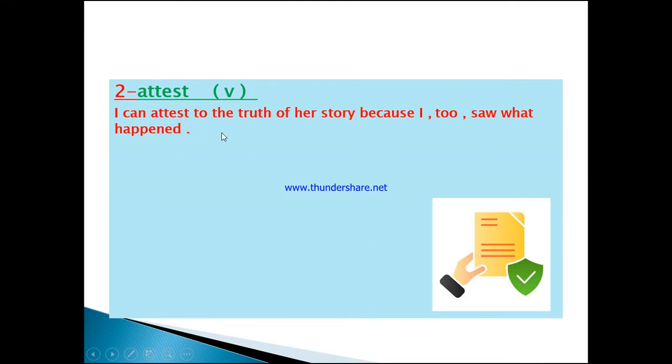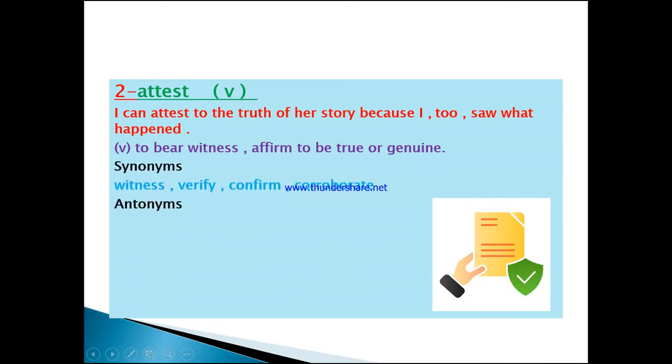This is the word attest, means to testify. To declare something is true. It means to bear witness, to affirm to be true or genuine. What about the synonyms? You have a lot. It means witness, verify, confirm, corroborate. What about the antonyms? To deny, to disprove, to refute, to rebut.